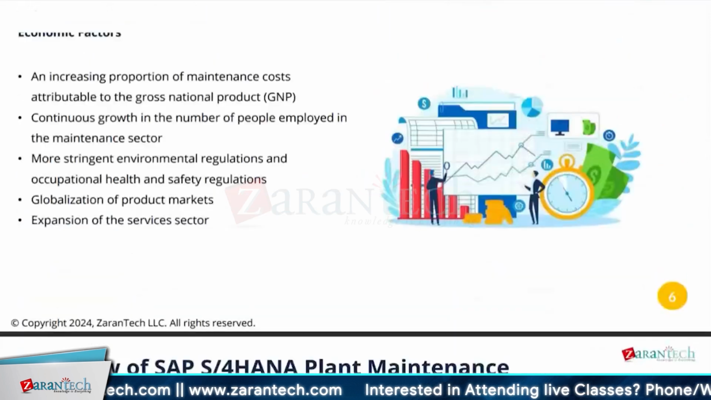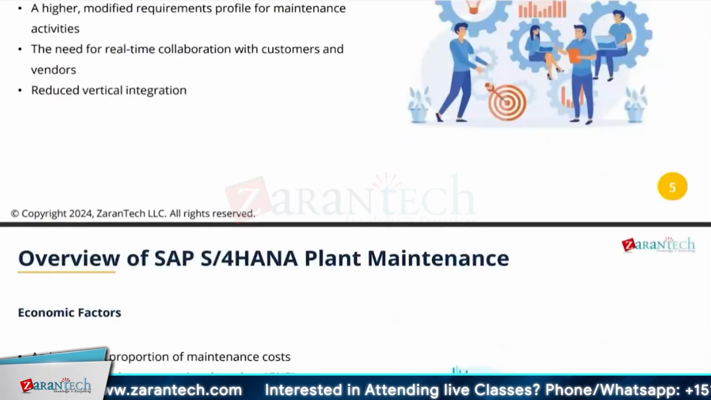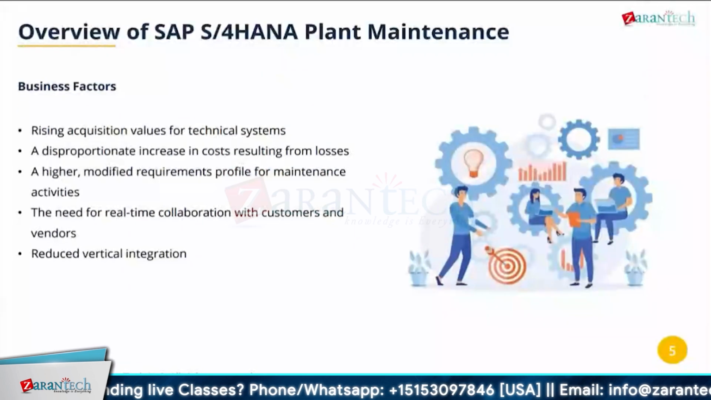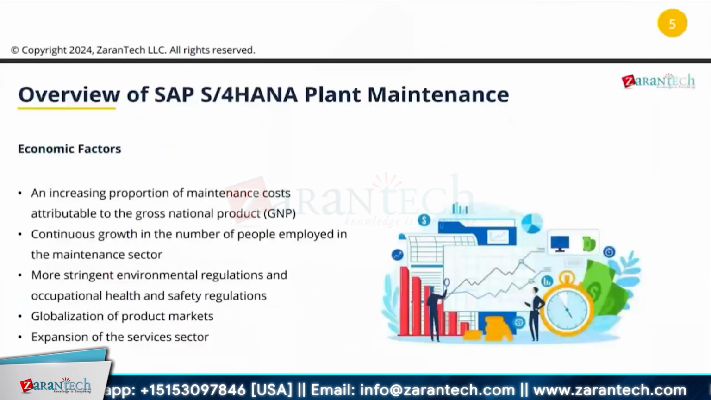In the fifth slide, what does that last point mean? Reduced vertical integration. This means we have various sectors in SAP, and those require multiple integrations. So in using plant maintenance, we can reduce those integrations, and that way it will be much easier for us on the business side. So it more or less reduces the integration, making it easy for the business to use the tool. Okay, is that okay?